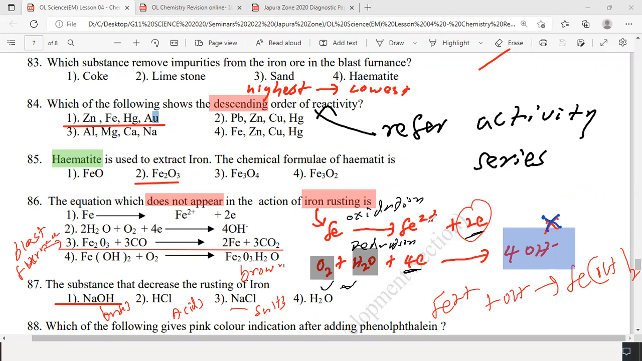Oxidation and reduction are a simultaneous process. Only oxidation is not possible, only reduction is not possible. That means if someone loses electrons, there must be someone to gain them. That means electron loss and gain must be balanced. These reactions are called redox reactions, oxidation reduction equations.